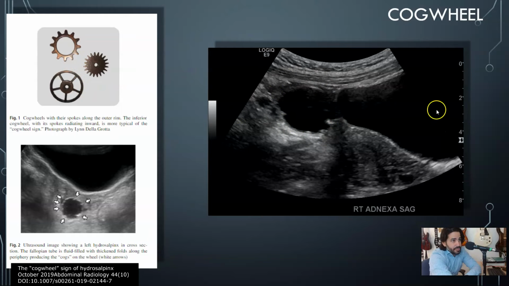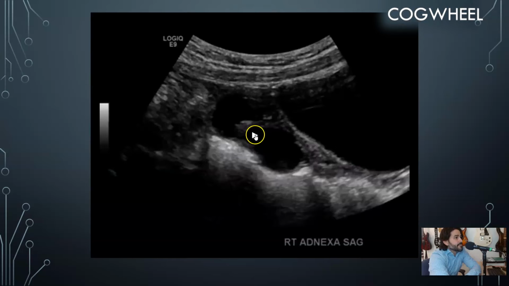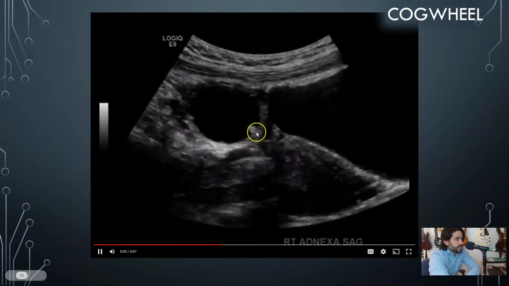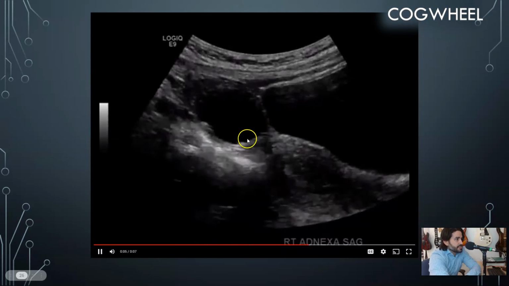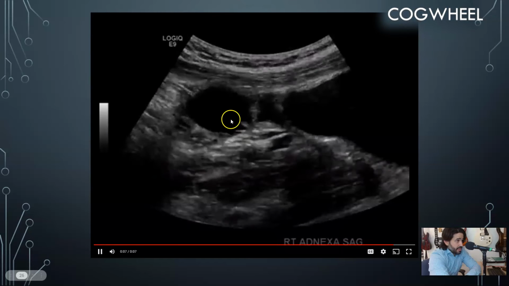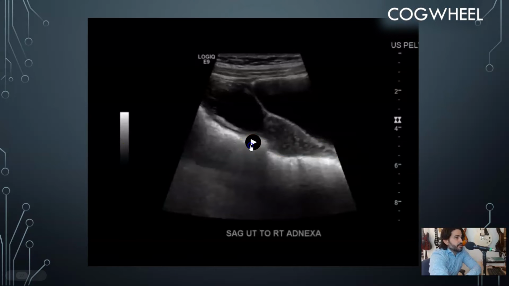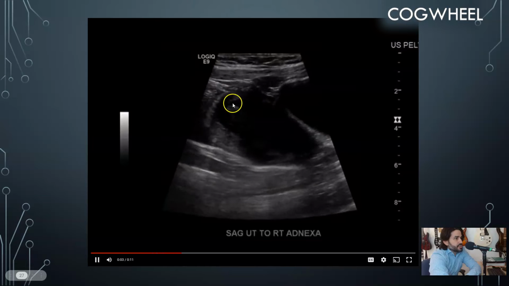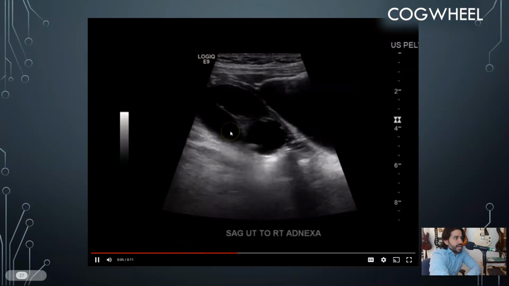So this is a patient. Here you have the bladder. This is the uterus, and this is the cystic structure in the right adnexa with the cogwheel sign, and this was a case of hydrosalpinx. Here in this clip, you can see the uterus, and here are the little cogs, and this is a hydrosalpinx. Okay, with the linear probe, here you have the bladder, the uterus, and then this tubular structure here, which is definitely the hydrosalpinx.